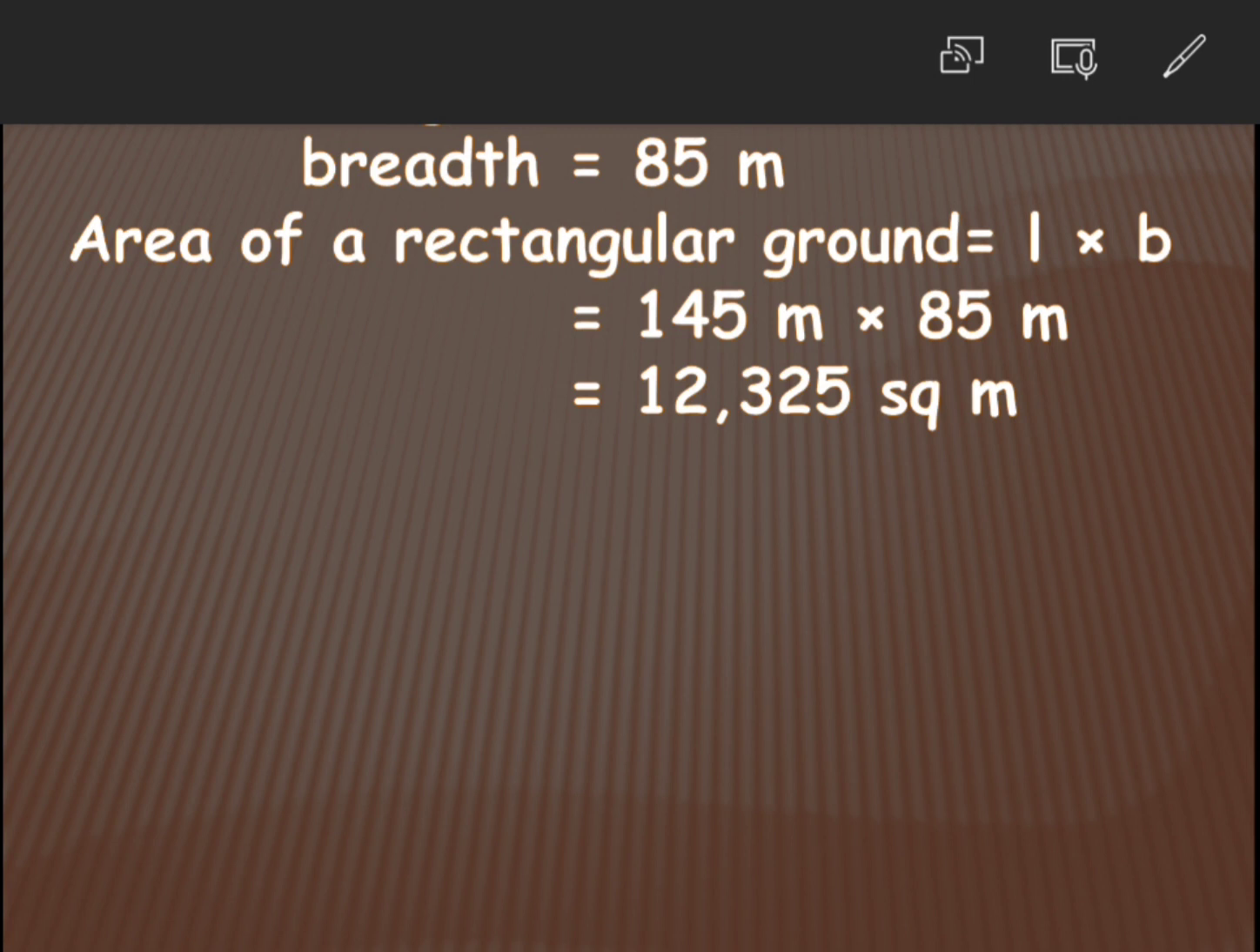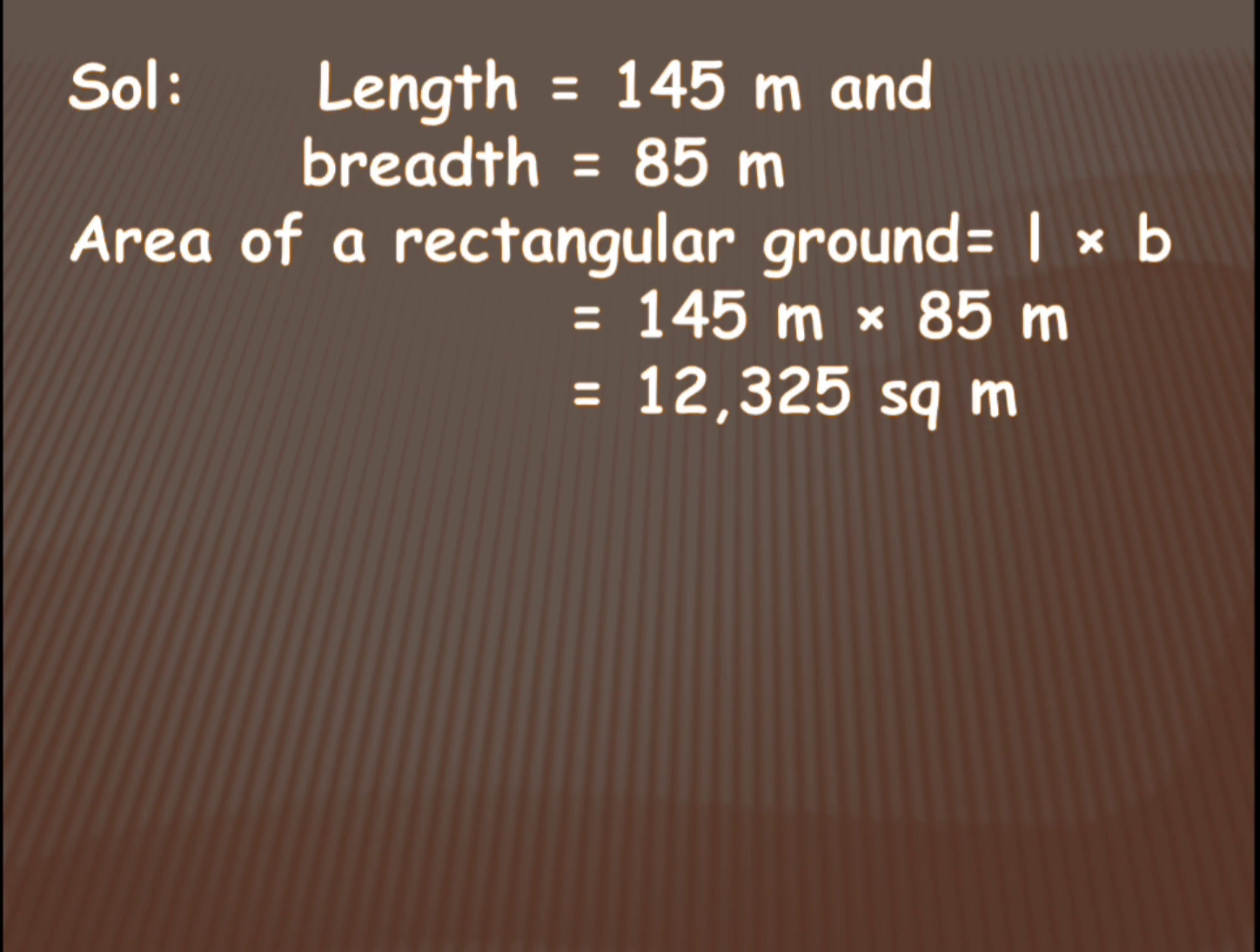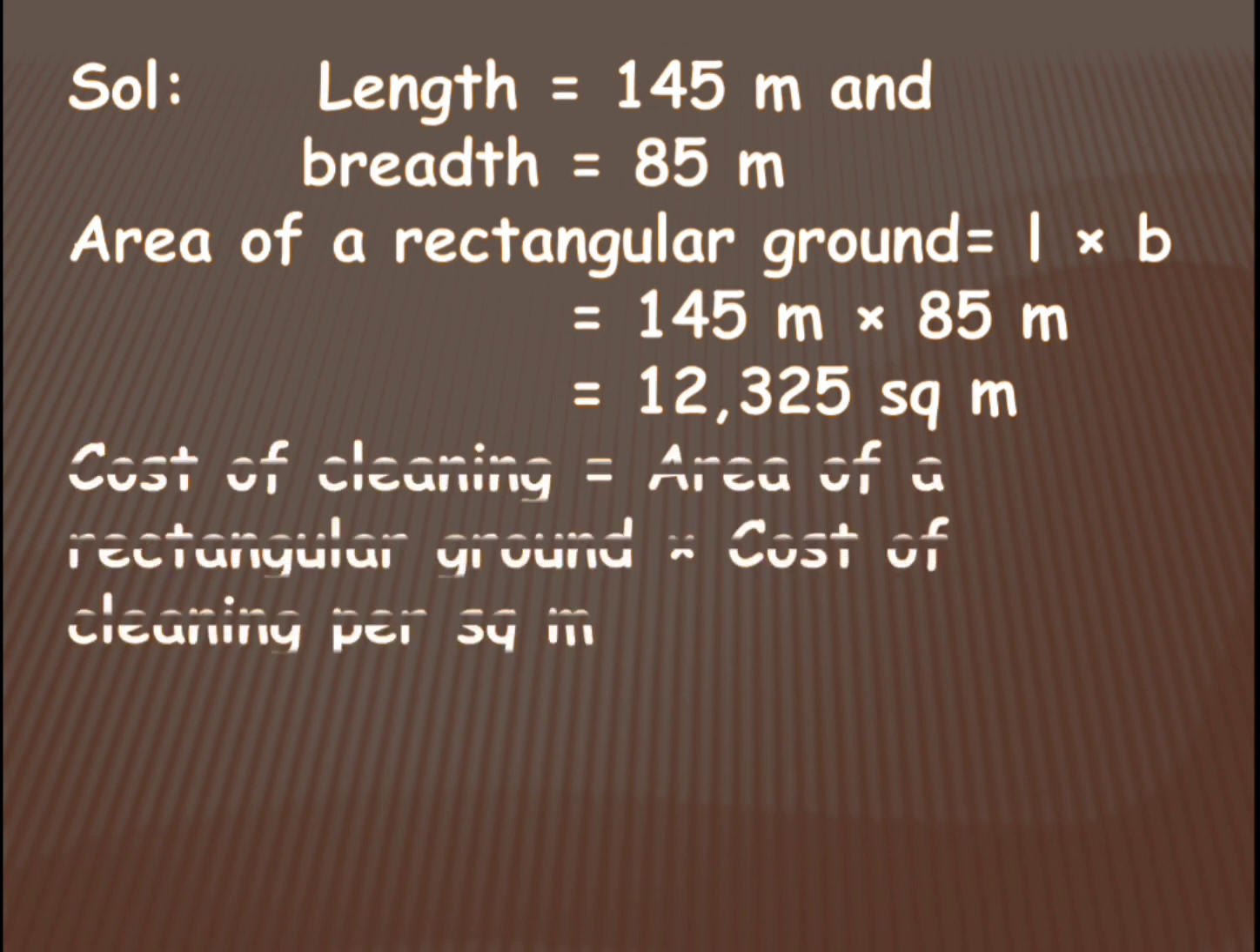Now what we have to do, we have to find the cost, isn't it? So to find the cost, for 1 square meter it is 120 rupees, isn't it, children? So we have to find for 12,325 square meters, that is, we need to do the multiplication: area of the rectangular ground into cost of cleaning per square unit. Then you will get the cost of cleaning for the rectangular ground.